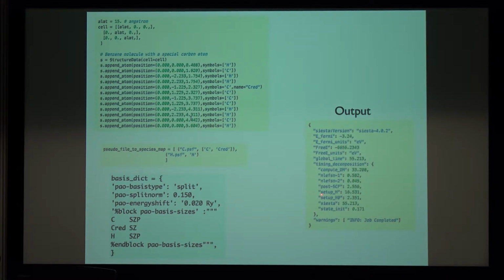This is an example of the output, just a very restricted output with the free energy, the Fermi energy, and some timing information. This is something that you can, at your own discretion, add to the outputs of the program. This is very useful because then you can run benchmarks and automatically extract information from AiiDA.